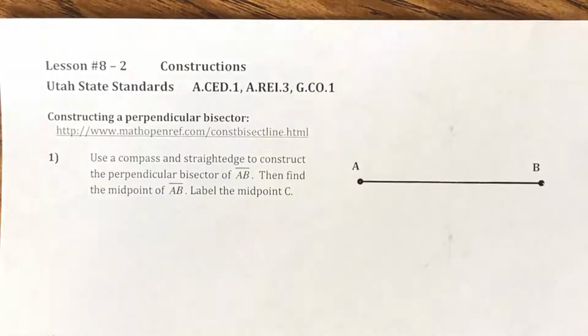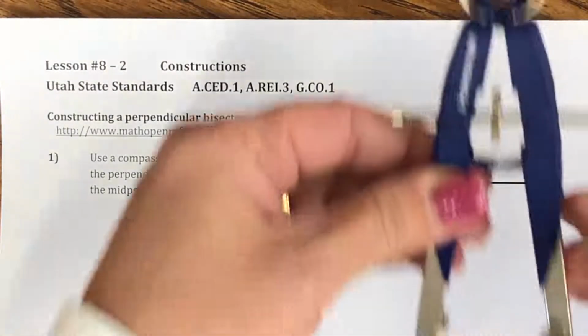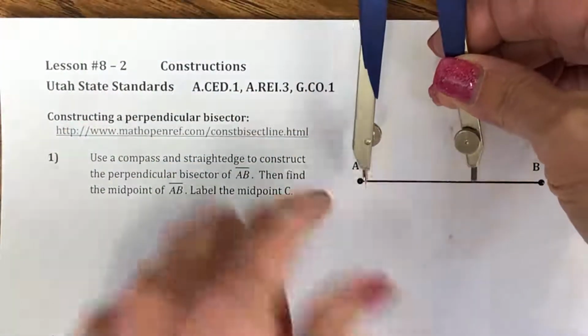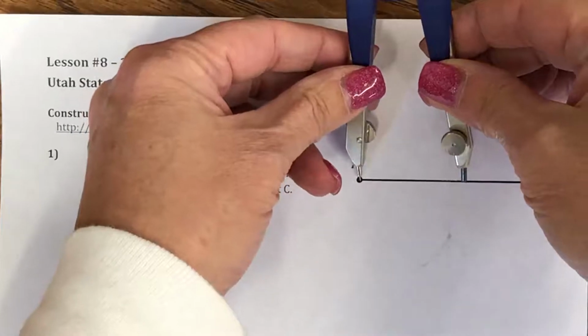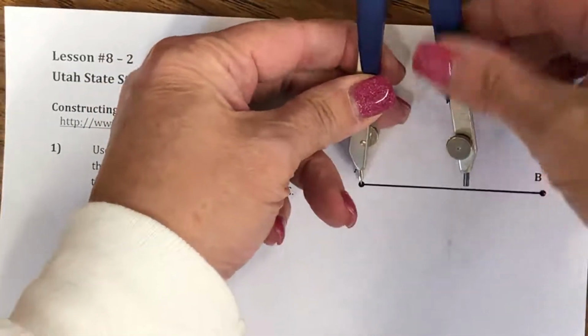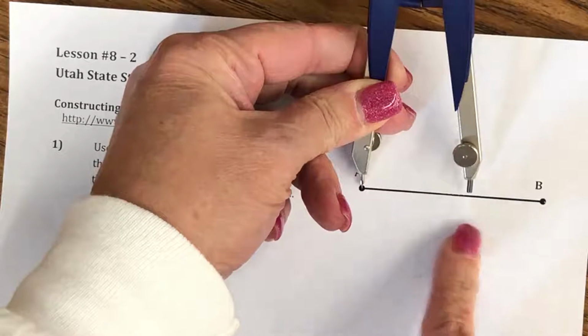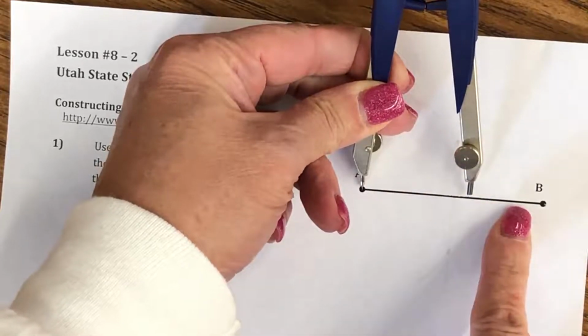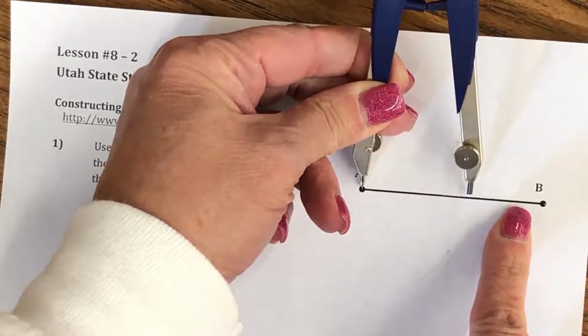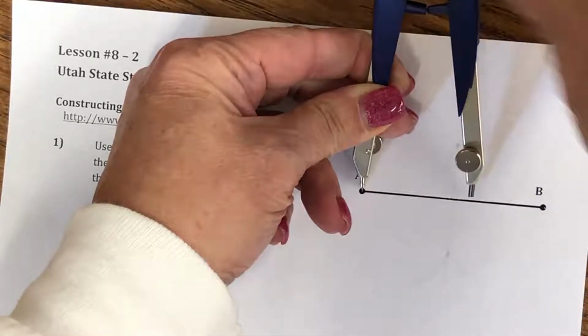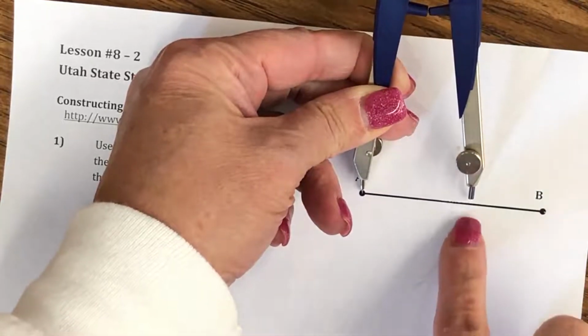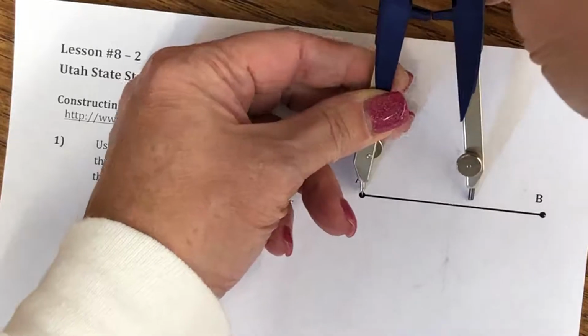To construct a perpendicular bisector, we are going to take our compass and put the sharp point right there on point A. We're going to open the width of our compass to more than half of our line segment. It doesn't matter how much more than half, but you don't want it to be more than the line segment itself. So you can see how I've gone just a little bit more than half.